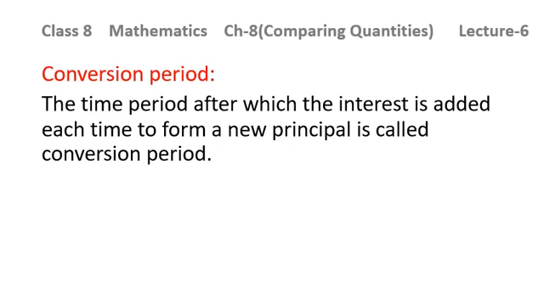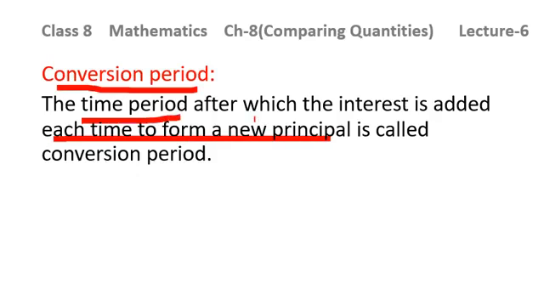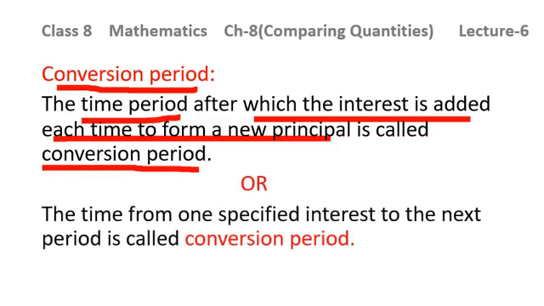The time period after which the interest is added each time to form a new principal is called conversion period. Or you can define it like this: the time from one specified interest to the next is called conversion period. So the time period after which the interest is added each time to form a new principal, or the time from one specified interest to the next period, is called conversion period.